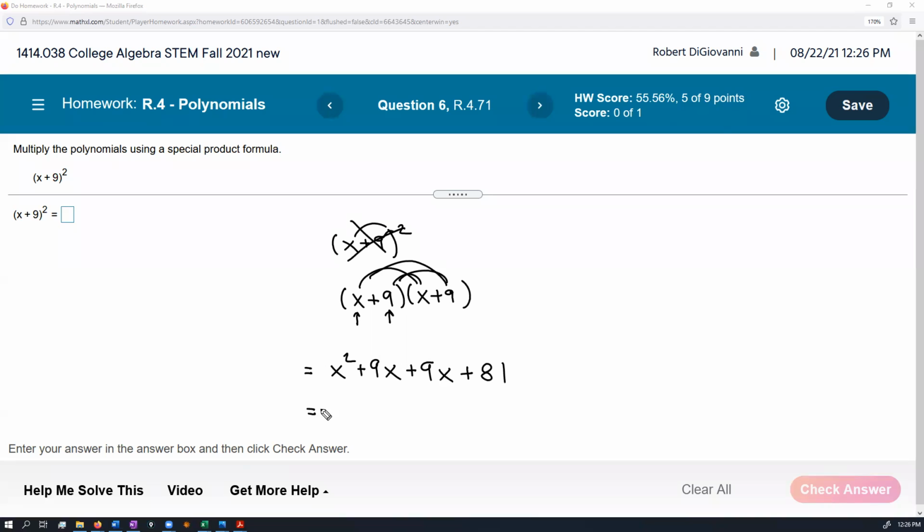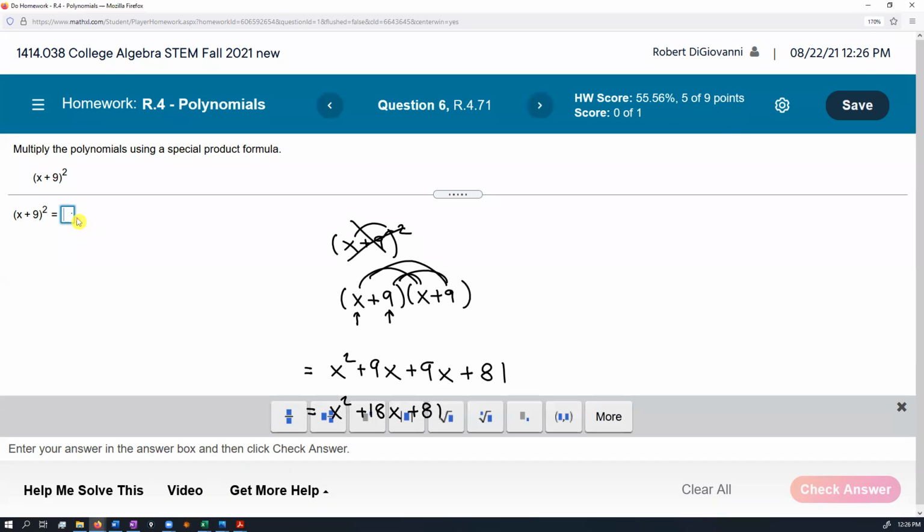And now you collect your like terms together in the middle. 9x and 9x is 18x plus 81. So we should have x squared plus 18x plus 81.